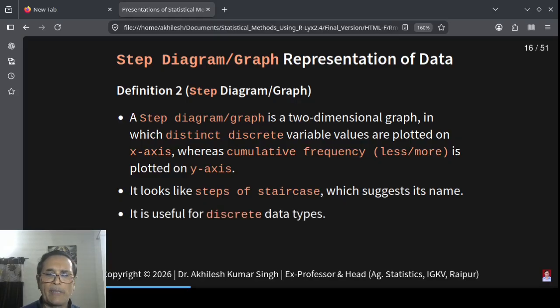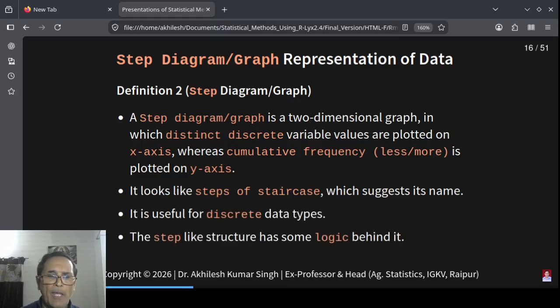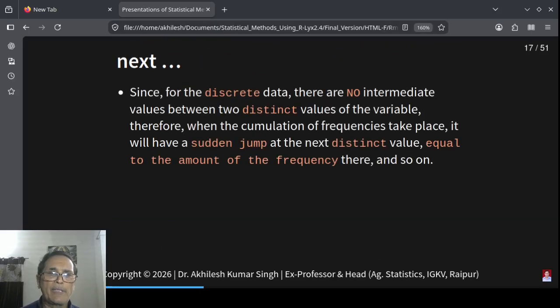It is useful for discrete type of data. The step-like structure has some logic behind it that I will discuss with you a bit later. Since for the discrete data there are no intermediate values, remember, we have discussed this concept while we discussed data types in one of my earlier lectures. So according to that, for discrete data there are no intermediate values between the distinct values of the variable.